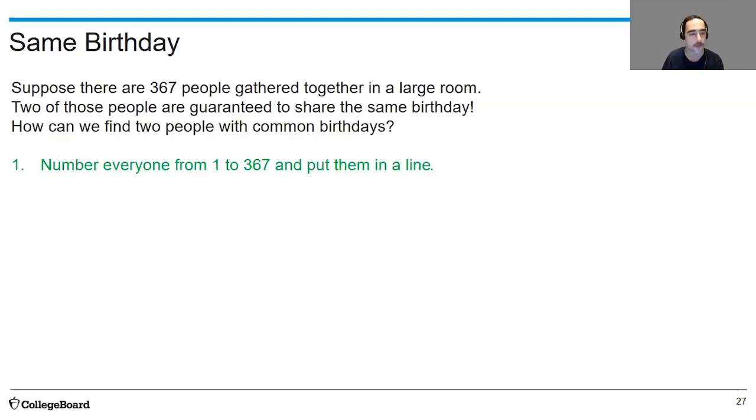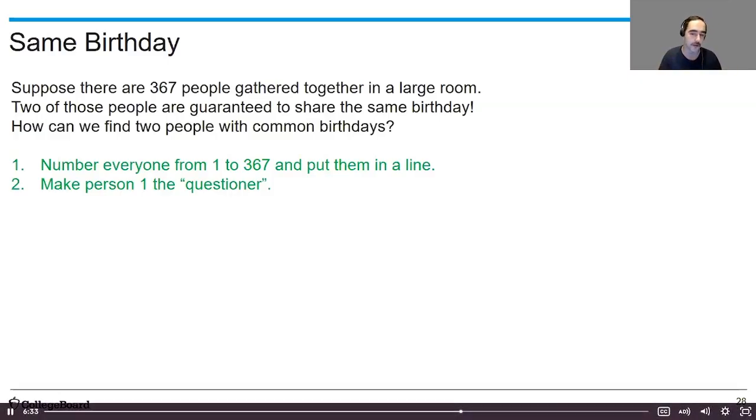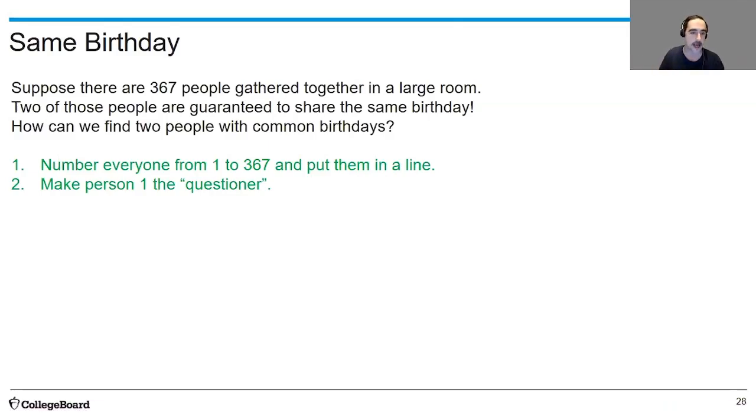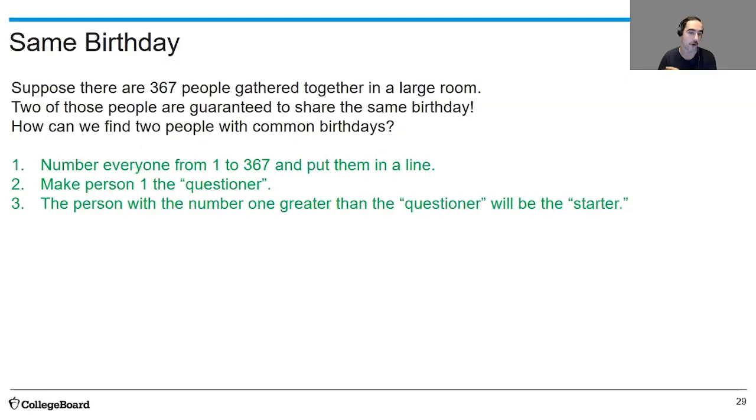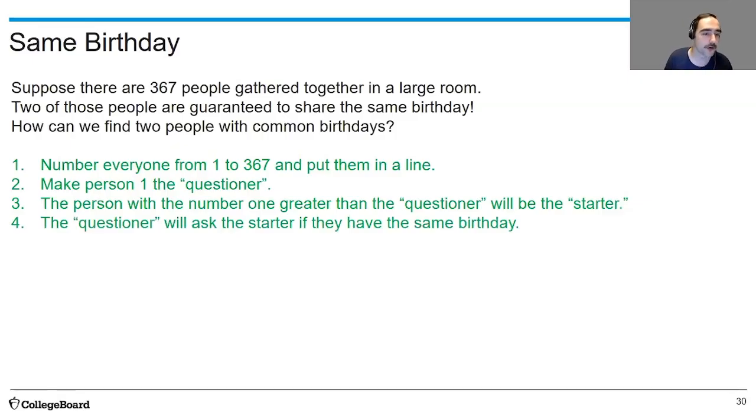So let's say we number everybody in the room from 1 to 367, and we put them in a line. Now, we're going to make person 1 the questioner. The questioner is the person that asks other people if they have the same birthday as them. And then the person with a number 1 greater than the questioner will be the starter. That's the person that you're asking the question to.